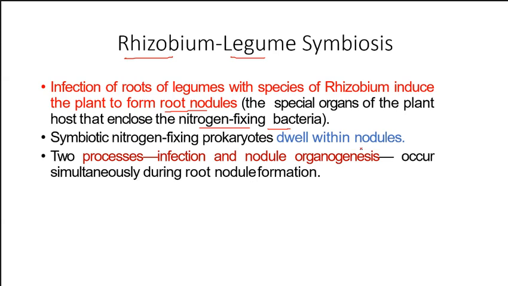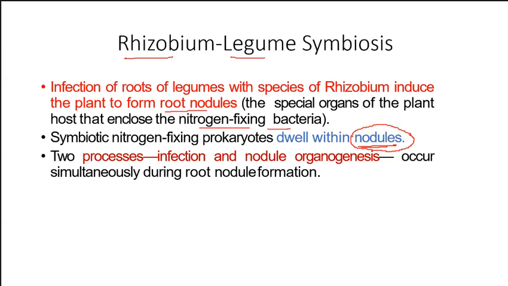These bacteria are living in the root nodules of the plant. When are these root nodules formed? These root nodules are formed when the plant is infected with the bacteria. Before that, the plant does not have the nodules. They are formed after the infection of the plants with the bacteria.